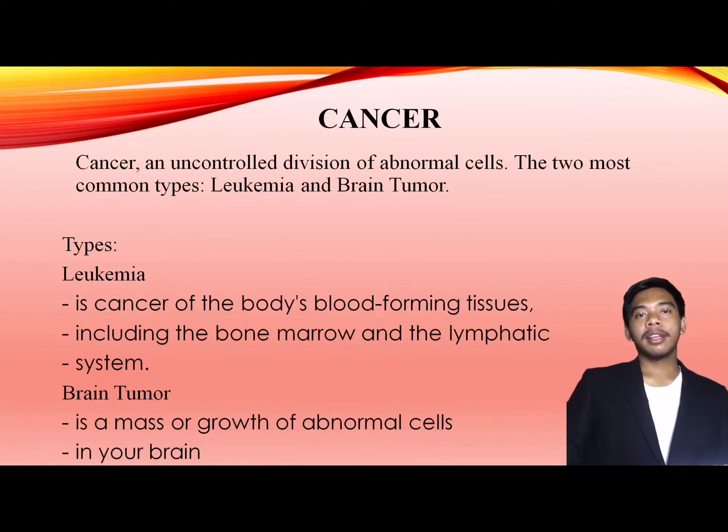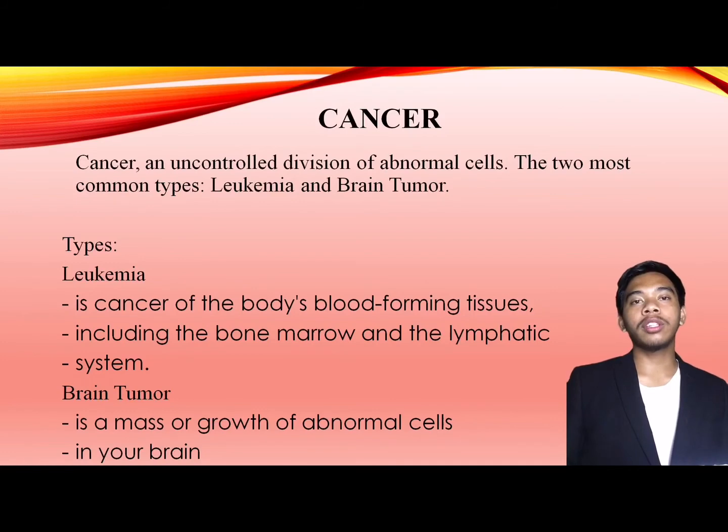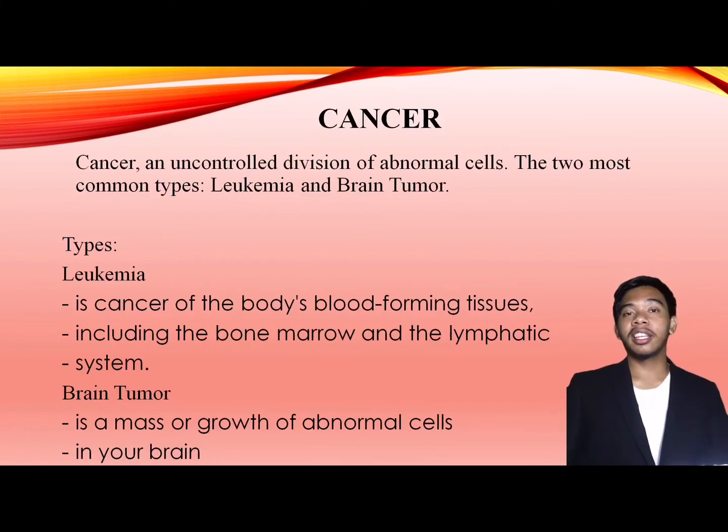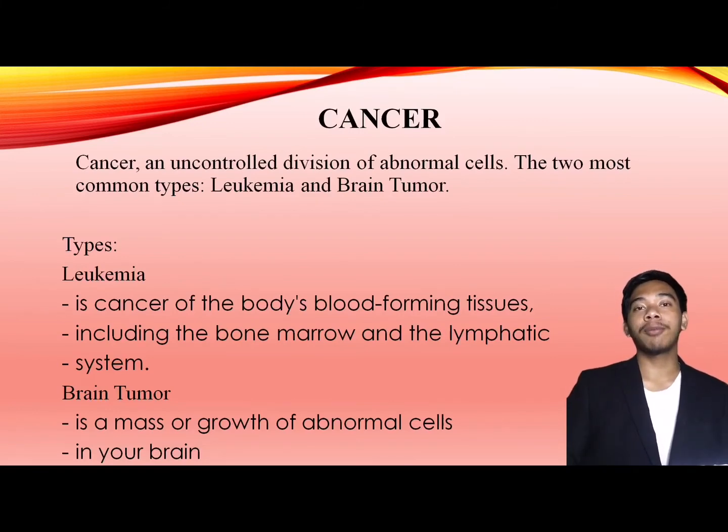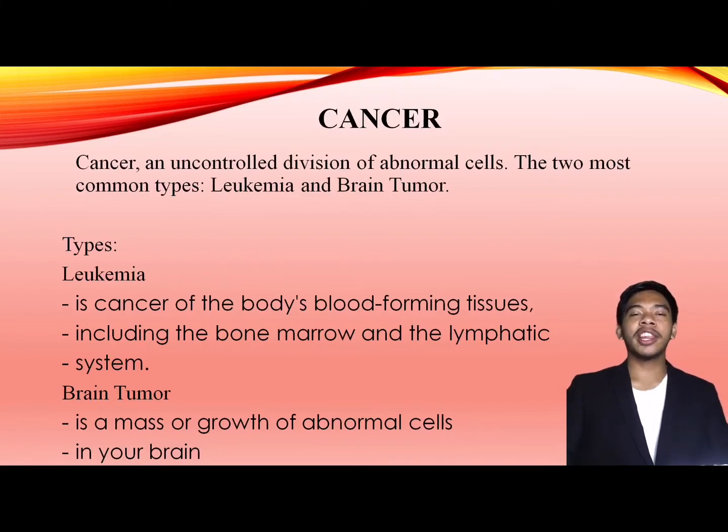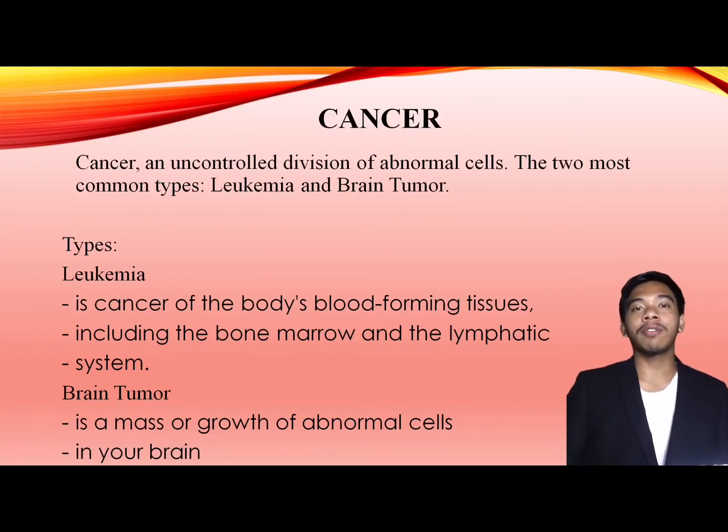Cancer. Cancer is the uncontrolled division of abnormal cells. The two most common types of cancer are leukemia and brain tumor. Leukemia is a cancer of the body's blood-forming tissues, including the bone marrow and the lymphatic system. And a brain tumor is a mass or growth of abnormal cells in your brain.